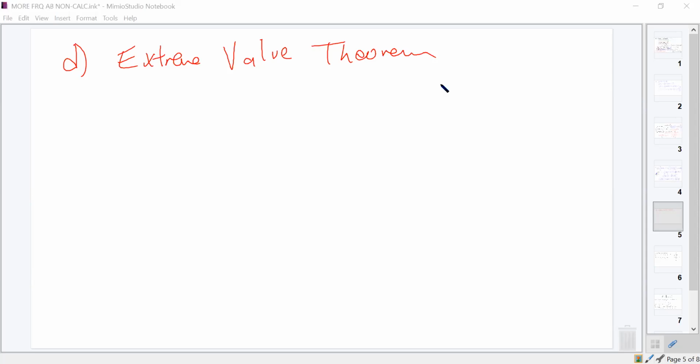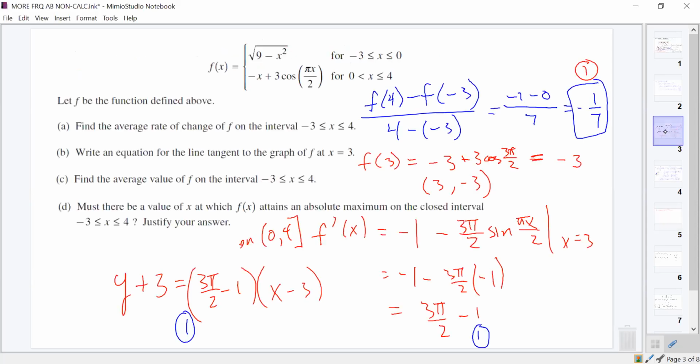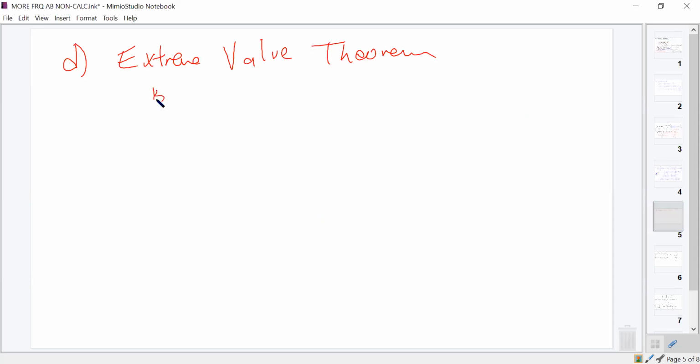Okay. All right. So the extreme value theorem. The extreme value theorem is what guarantees that if you have a continuous function on a closed interval, there must be an absolute maximum. So we need to determine, is f continuous? That's our question, right? Because if f is continuous, the extreme value theorem will guarantee an absolute max on that interval. If f is not continuous, it's not guaranteed.